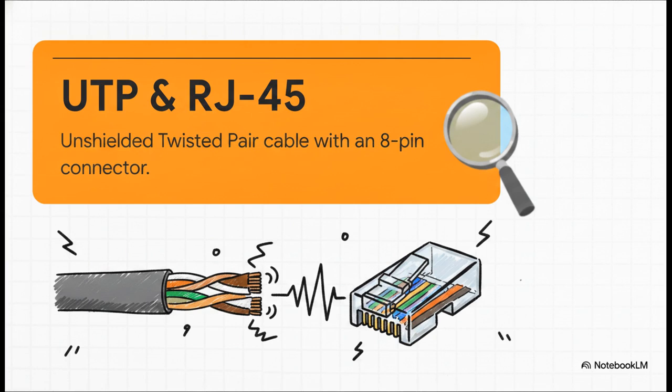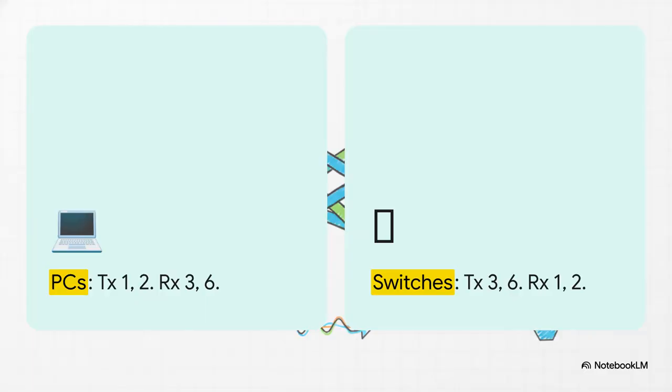And at the end of that cable is the classic, clear plastic 8-pin connector you've definitely seen before, officially known as an RJ45. Now, here's where it gets really interesting. Inside that little RJ45 connector, not all 8 pins are doing the same job. Routers and PCs transmit their data, or TX, on pins 1 and 2, and they listen, RX, on pins 3 and 6. But switches do the exact opposite.